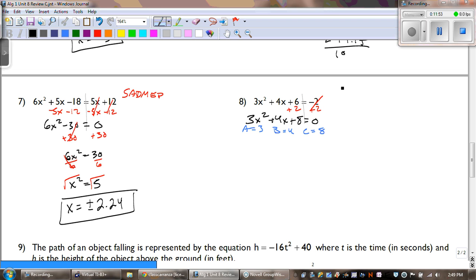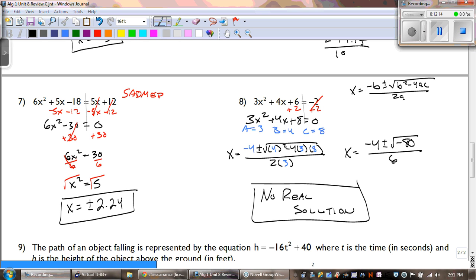And this time you guys are all on your own. Okay, I'll be nice and write down what the quadratic formula is. And pause the video, and good luck. Okay, and you should have gotten no real solution because when you did this discriminant, the part underneath the square root, you get a negative number.